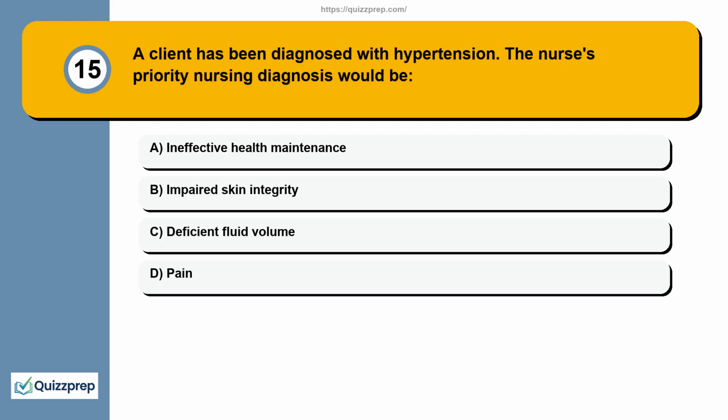Question 15. A client has been diagnosed with hypertension. The nurse's priority nursing diagnosis would be ineffective health maintenance, impaired skin integrity, deficient fluid volume, pain.